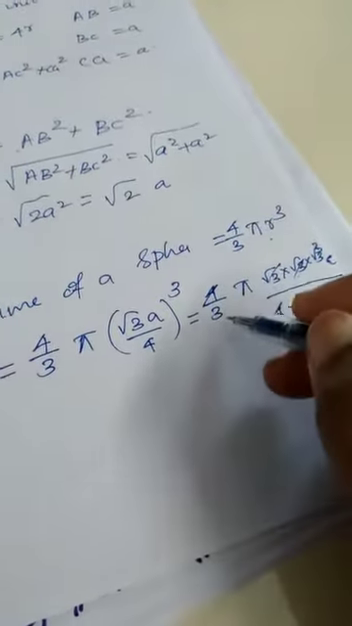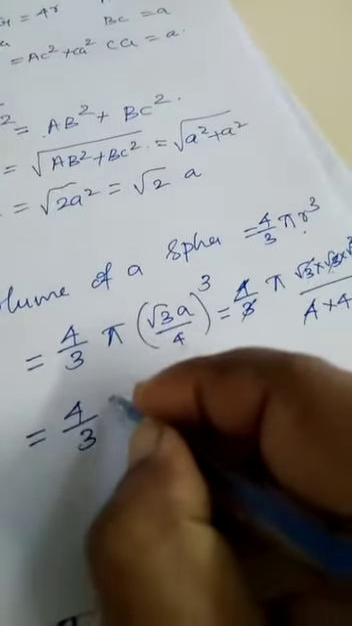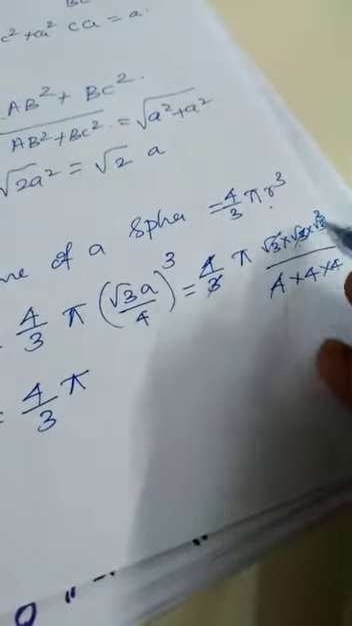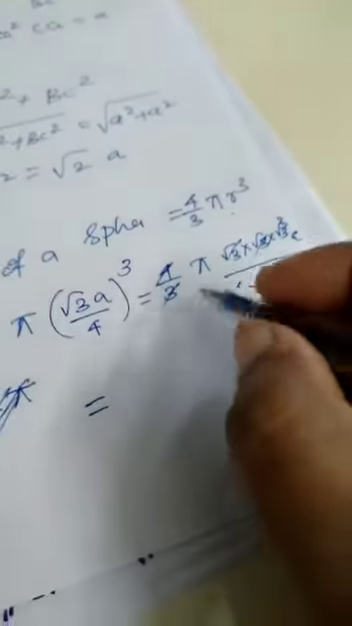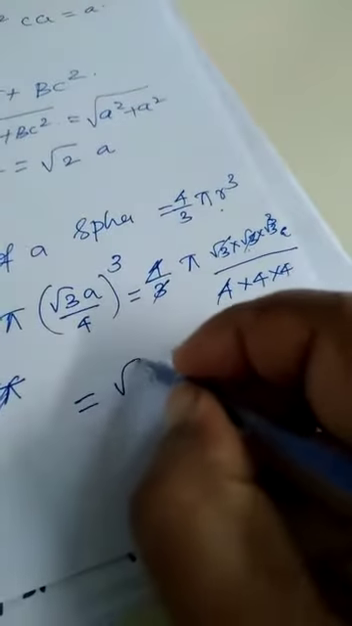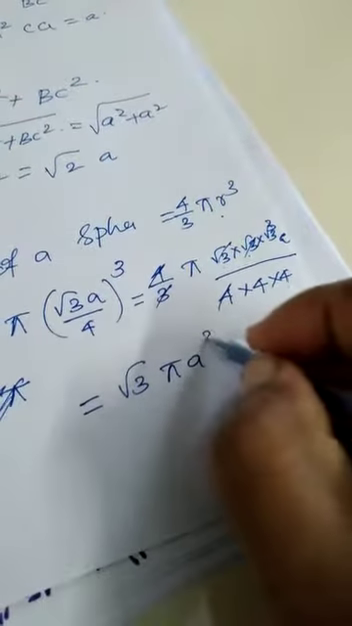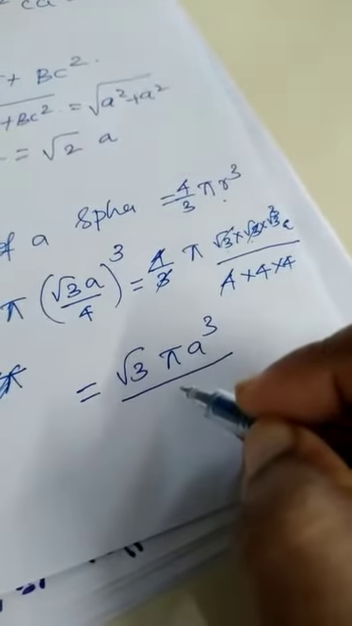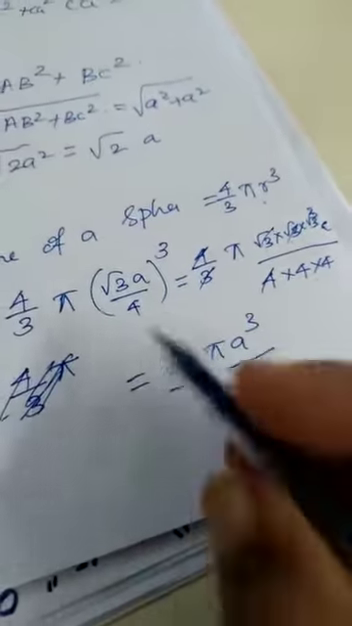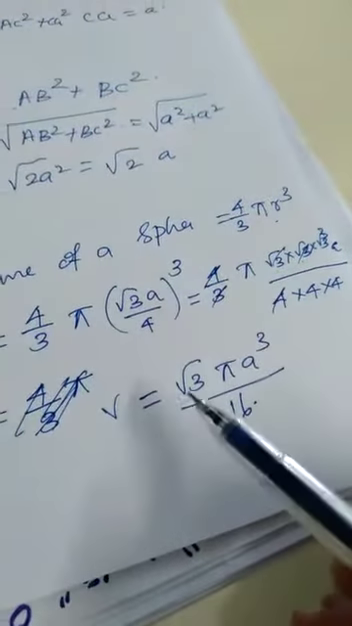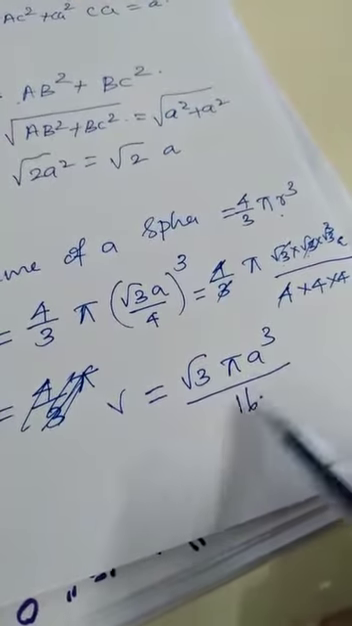So you will cancel this and you get that 4 by 3 pi, 4 got cancelled, so one root 3 is remaining, pi a cube divided by 4 4s are 16. So now you got the volume of a sphere occupied in a BCC crystal, that is V is equal to root 3 pi a cube divided by 16.